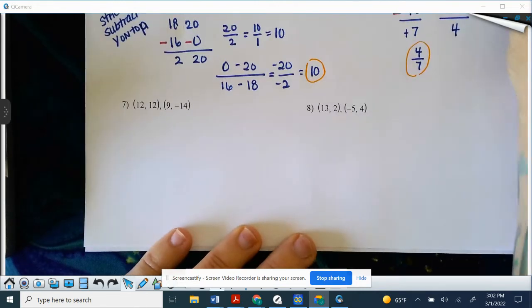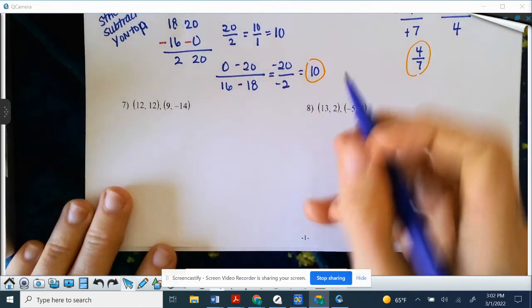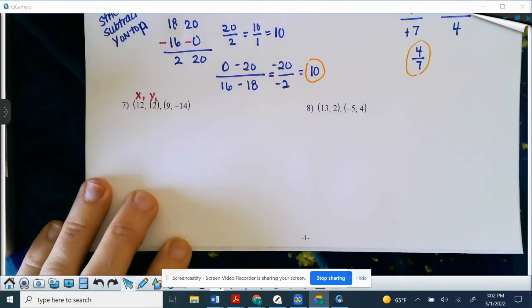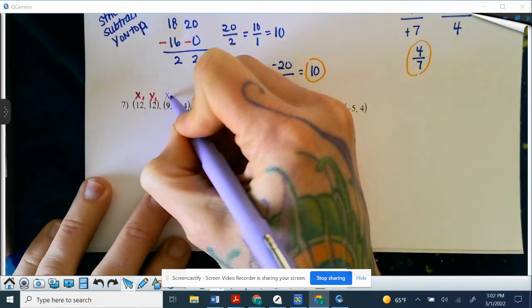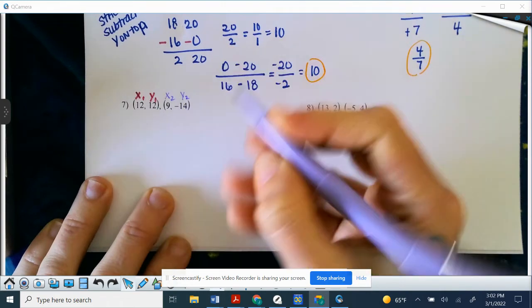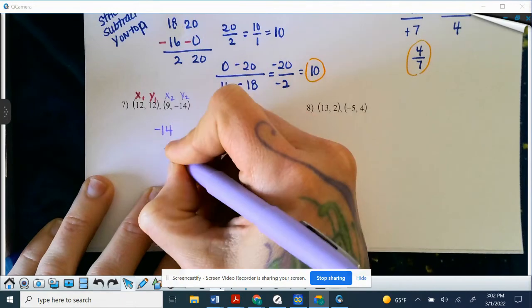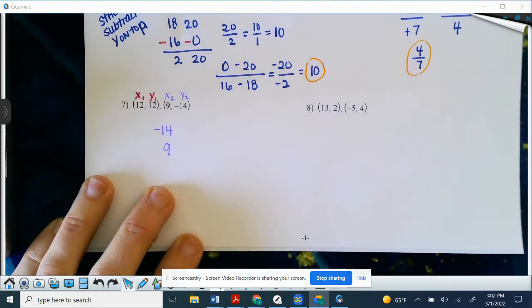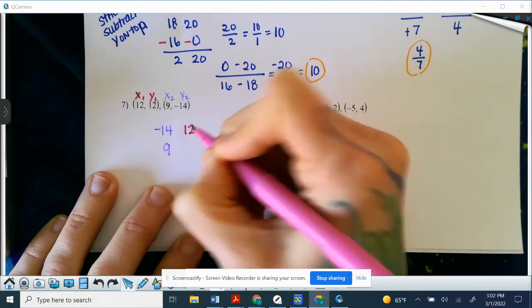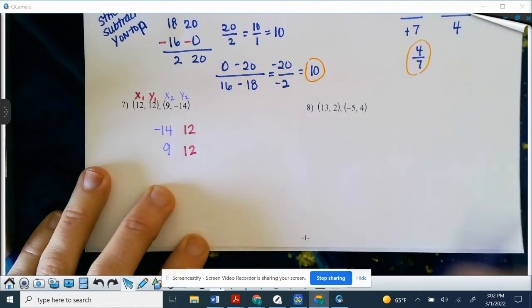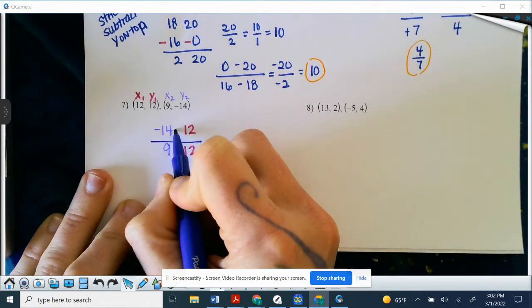Okay. Number 7 I'll do as the formula. So x1, y1, x2, y2. And remember, it's going to be y2 minus y1 over x2 minus x1. So that's your 12, and that's your 12. They just happen to be the same number. Y's are on top, x's are on bottom, and we're going to subtract.